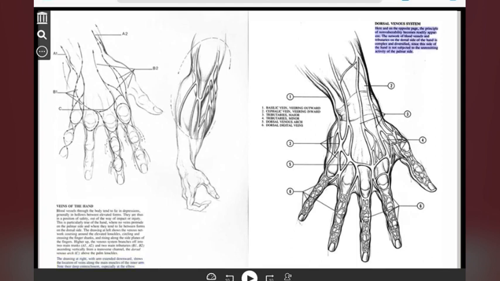Here on the opposite page, the principle of non-vulnerability becomes readily apparent. The network of blood vessels and tributaries on the dorsal side of the hand is complex and diversified, since this side of the hand is not subjected to the unremitting activity of the palmar side. 1. Basilic vein, veering outward. 2. Cephalic vein, veering inward. 5. Dorsal venous arch. 6.